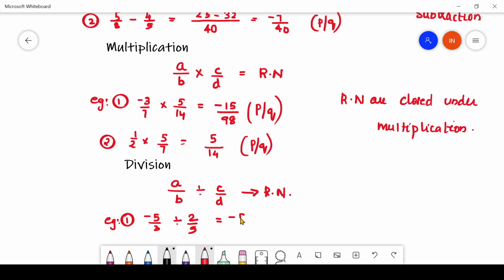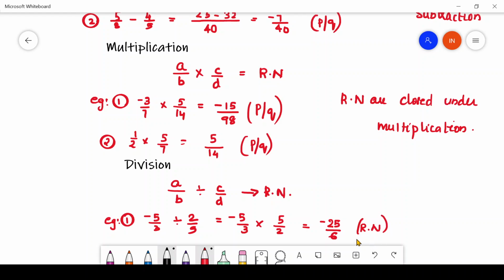How to divide two rational numbers, or two fractions, you have also learned. Same procedure. You have to take the reciprocal of the second number and multiply with the first. So here you can see you will get negative 25 by 6. Okay, so this one you got as a rational number.